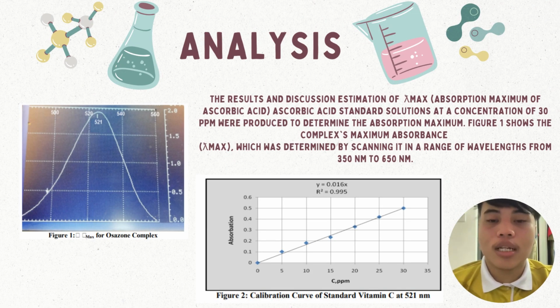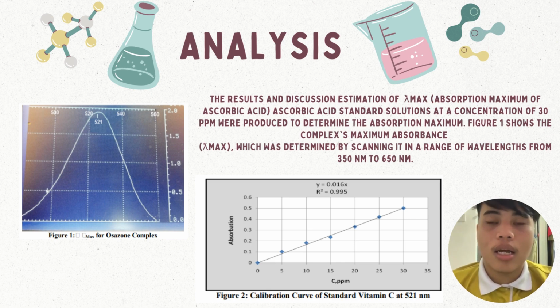So I will tell about the analysis. This is the result and discussion, estimation of lambda max, which is absorption maximum of ascorbic acid. Ascorbic acid standard solution at a concentration of 30 ppm was produced to determine the absorption maximum. And this is figure 1, which shows the complex maximum absorbance lambda max, determined by scanning in a range of wavelength from 350 nanometer to 650 nanometer.